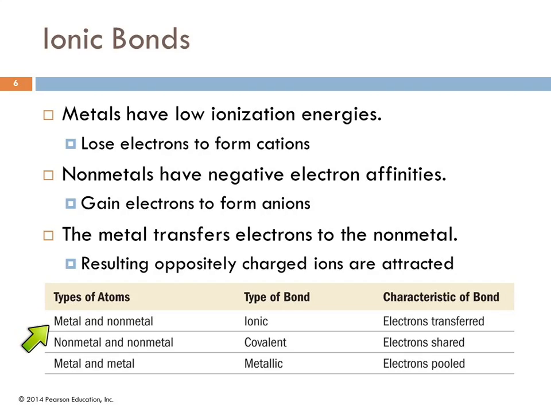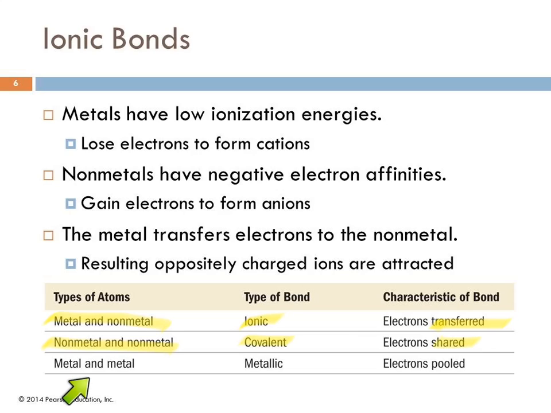So when we have metal and nonmetal elements, we're going to have an ionic bond, and ionic bonds are characterized by electrons being transferred. Let's do some highlighting here. Transferred. Ionic bonds, electrons transferred. You've got a metal and a nonmetal. When you've got two nonmetals, you get a covalent bond. Covalent means sharing valence electrons. Electrons are shared. Those are the two most important types of bonds.